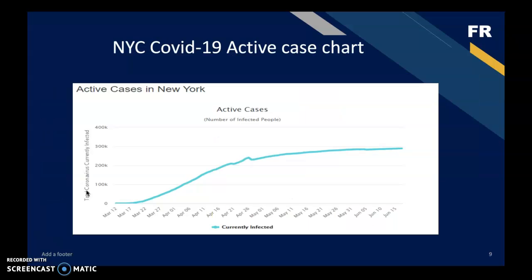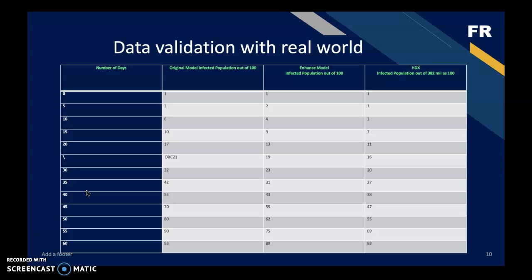Now this slide shows the active cases reported in New York. New York implemented the partial stay in shelter methodology on May 28th. As we can see in May, the number of cases declined or stayed as it is. This slide represents the validation for infected population within the closed area.